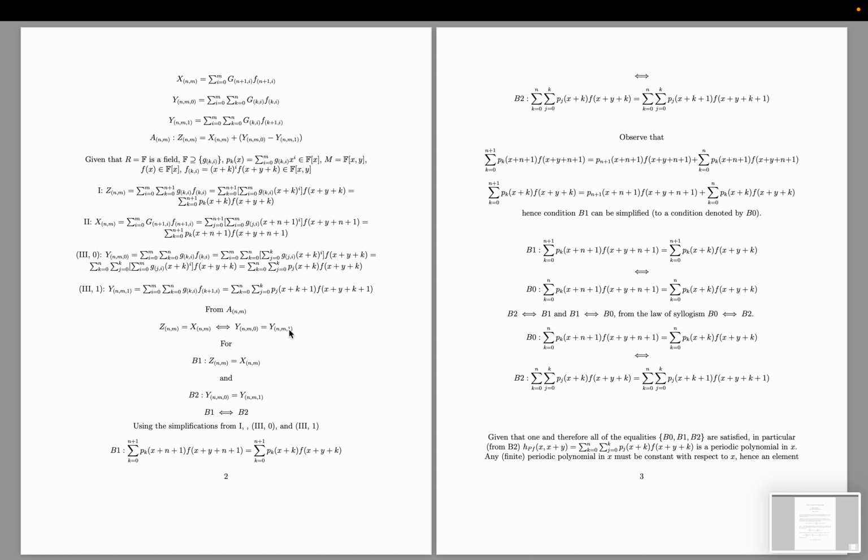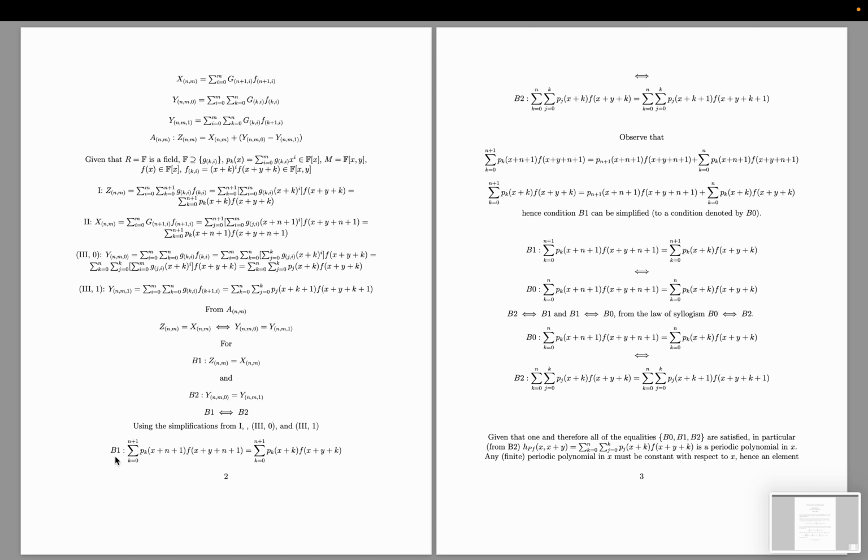And we can have notation for this too. This left-hand side equality we can refer to as B1. And this equality on the right-hand side we can refer to as B2. So what we're saying is B1 is equivalent to B2. And this doesn't make use of any of these simplifications just yet, but we can do that now.